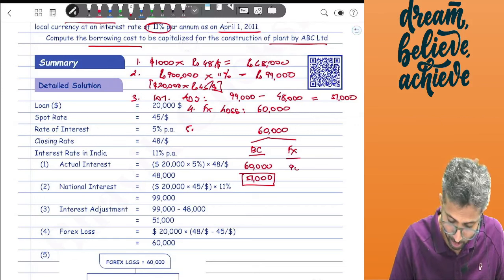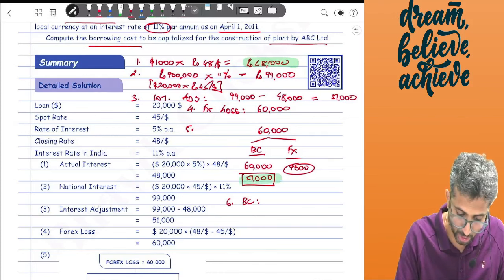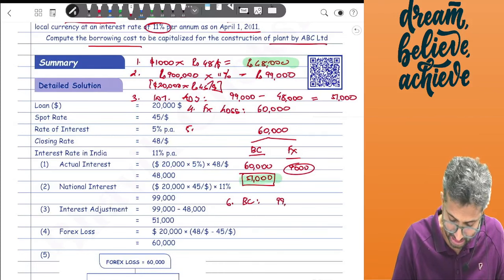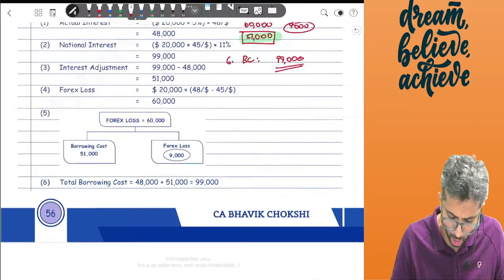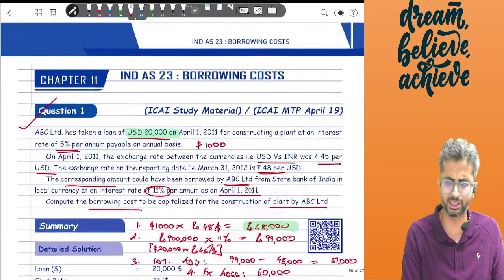And hence, when I do this working, I would say that the total borrowing cost to be capitalized would be 48,000 and 51,000. That is a total of 99,000. So the question says, how much is the borrowing cost to be capitalized? The answer should be 99,000 if you apply these steps properly.